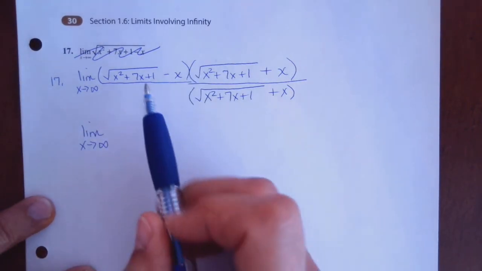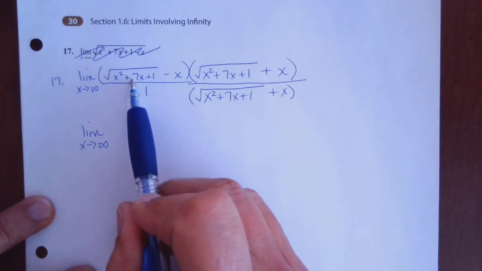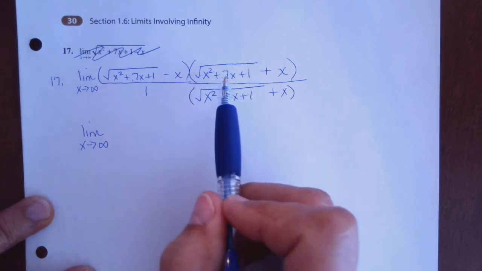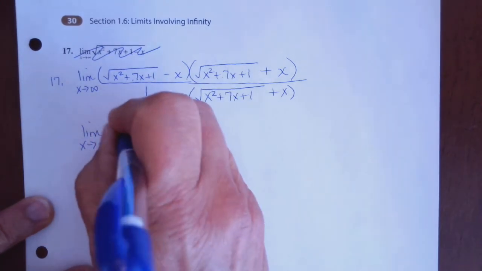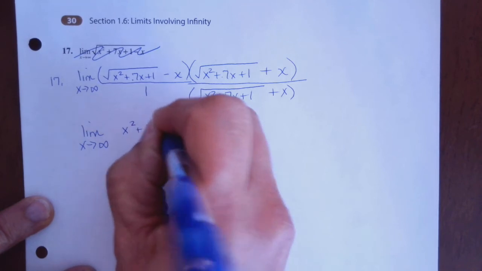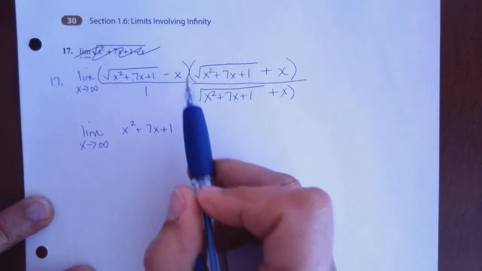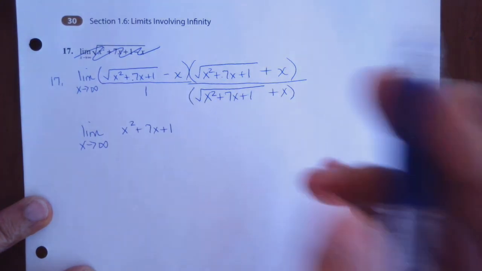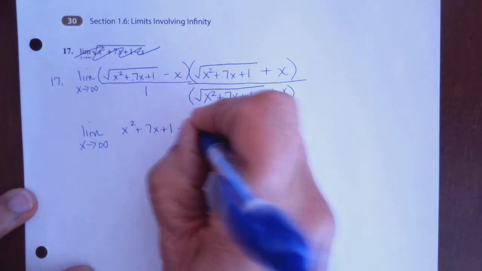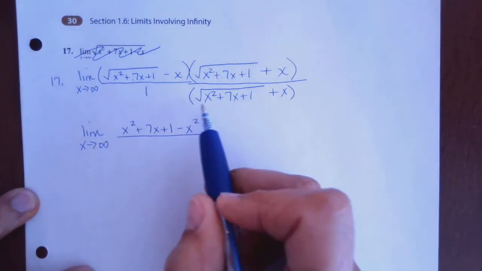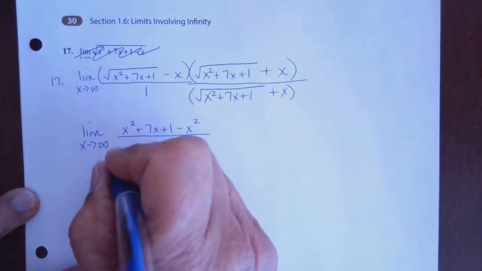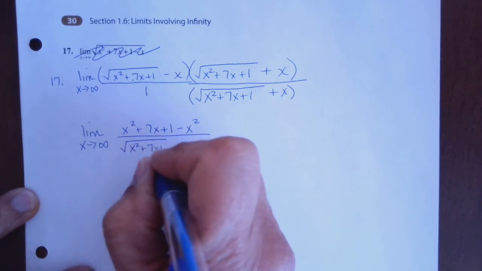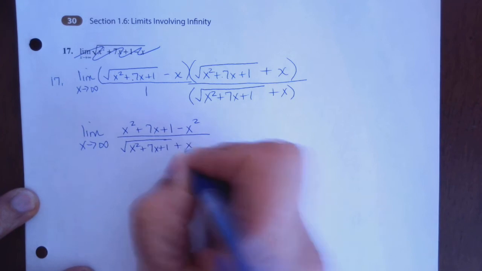Okay. All right, so if I multiply the square root of x squared plus 7x plus 1 times itself, the square roots undo each other, right? So we just end up with x squared plus 7x plus 1. The outer and the inner will be opposite, so they cancel. And then all we have to do is negative x times positive x, which is negative x squared. In the denominator, 1 times that, we're just going to leave it. We don't need to put the 1. So we just have the square root of x squared plus 7x plus 1 plus x in the bottom.